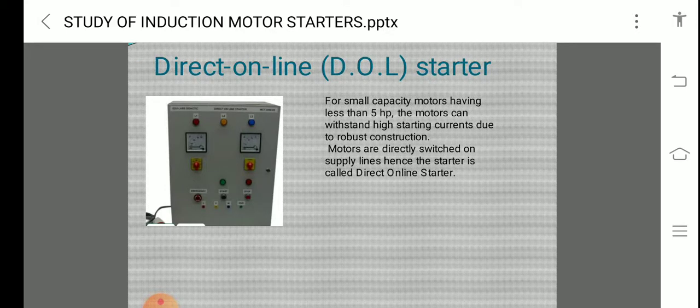First we will see the direct online starter. This type of starter is generally used for motors with less than 5 HP, as these motors can withstand high starting currents due to their robust construction. Motors are directly switched on to the supply lines, hence these starters are called direct online starters.